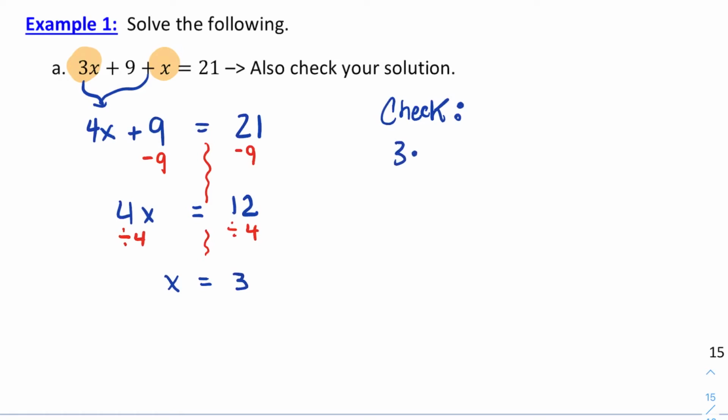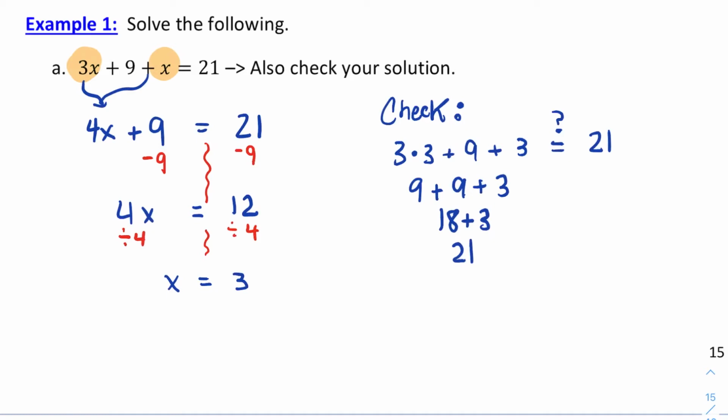So you should never get an equation solving problem wrong, because you can check and see if you did it right. So if I go back to the very original, before I did anything else, and replace x with 3, let's see if we really do get 21. And yeah, we do, so we did it correctly.